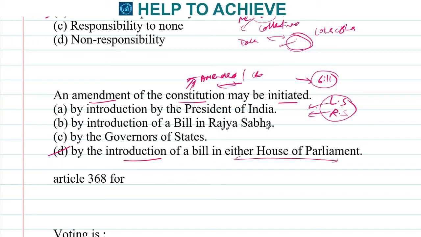And the amendment of the constitution can happen under Article 368. So Article 368 describes how this amendment can take place.